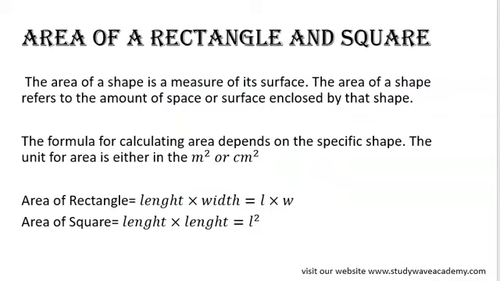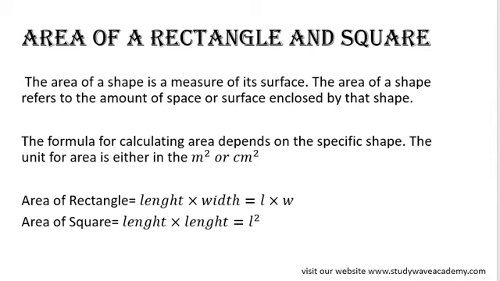Now we are first of all going to know the meaning of area. Okay, the area of a shape is a measure of its surface. The area of a shape refers to the amount of space or surface enclosed by that shape. Okay, do we understand that? It's like measuring how much space is in the flat surface of the object, like the rectangle or the circle.